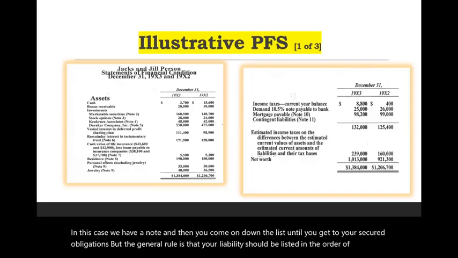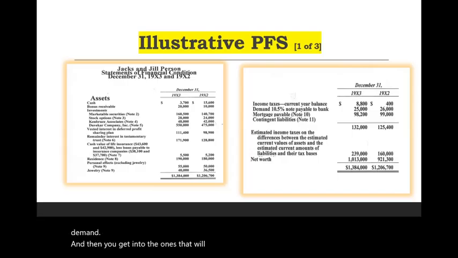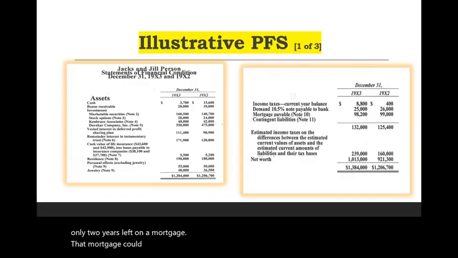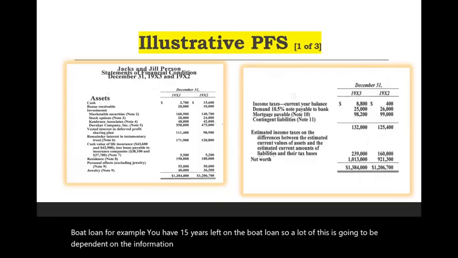So the ones that do not have a due date specific would be first because they're due on demand. And then you get into the ones that will have a maturity date. Appreciate that if there are only 2 years left on a mortgage, that mortgage could be above your boat loan if, for example, you have 15 years left on the boat loan. So a lot of this is going to be dependent on the information you get when you discuss the financials with the guarantor or guarantors.